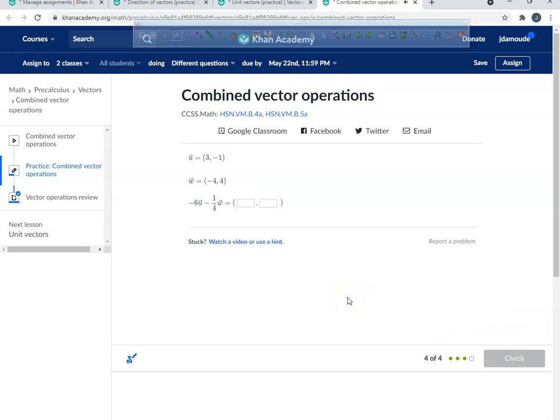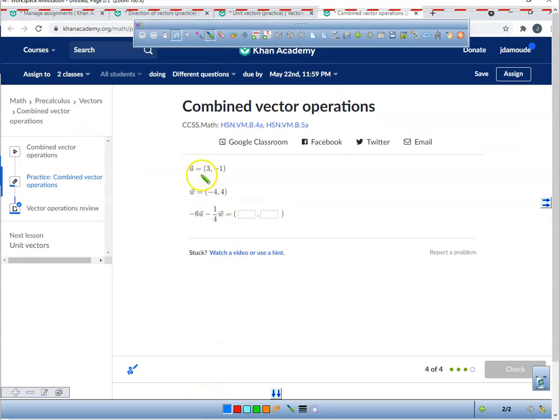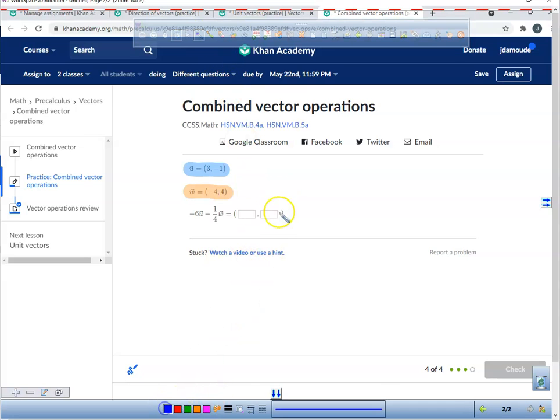Okay, let's do one more of combining with vector operations. I'm going to color code them, make it a little easier. Okay, so what are we starting with? We're starting with a 3 and a -1, and that's vector u. So that says -6 vector u. So what is -6 times vector u going to yield us? What do you think? -18 and +6. So that's -6 vector u.